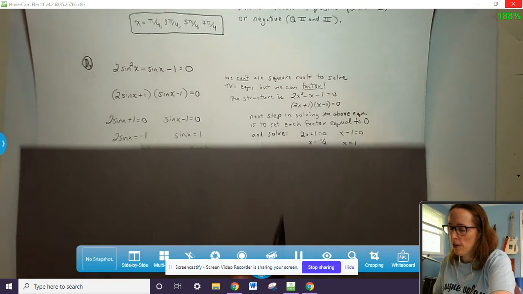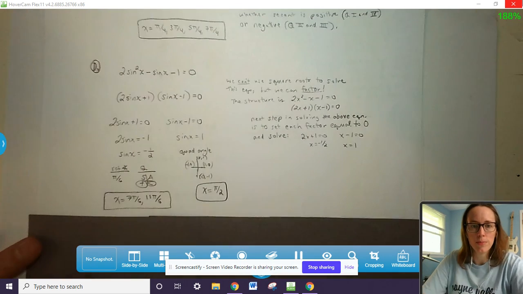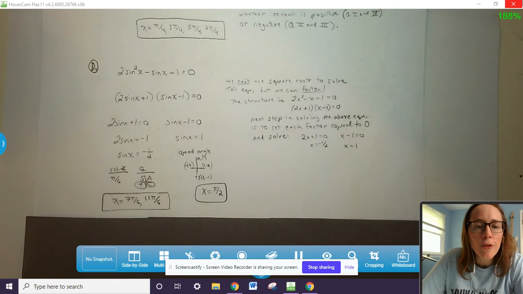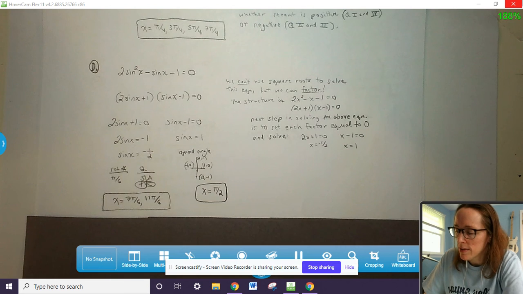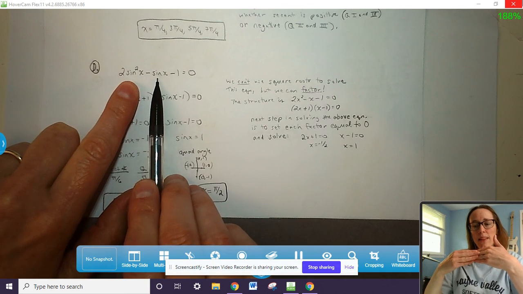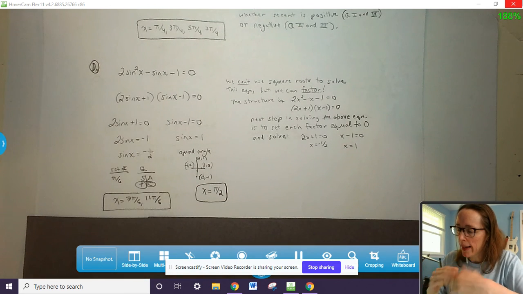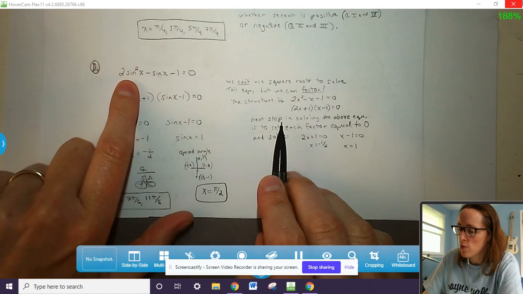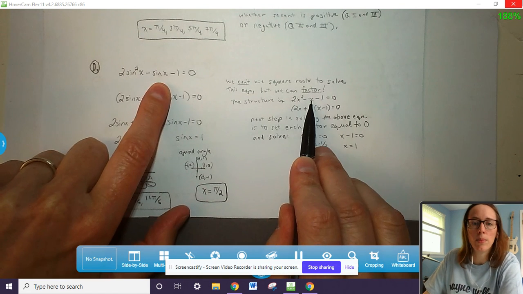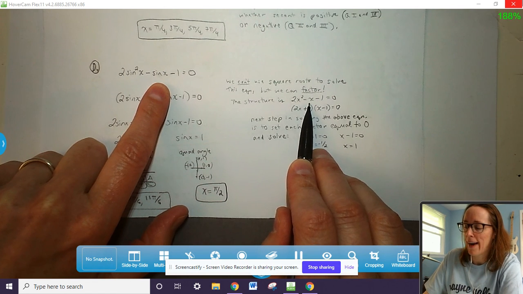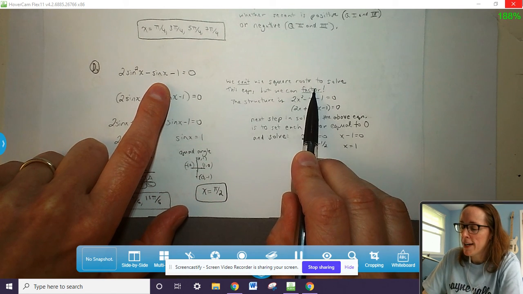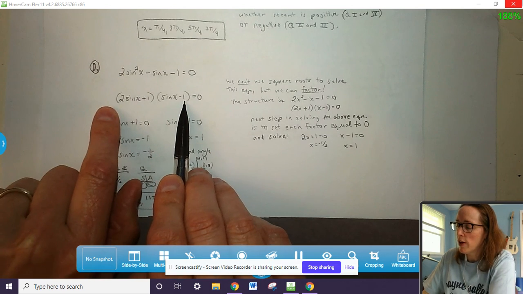Okay, one more of these problems that are already written out for you. For this problem, we can't just square root this because we have sine squared and we have sine, and you can't combine them. So if you were thinking about combining them, think of this as 2x squared minus x. You can't combine 2x squared minus x. But what you can do is you can factor.